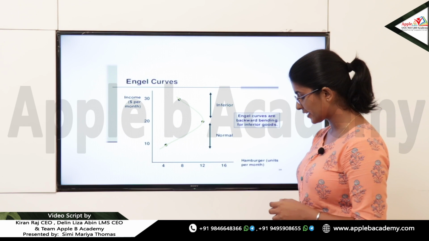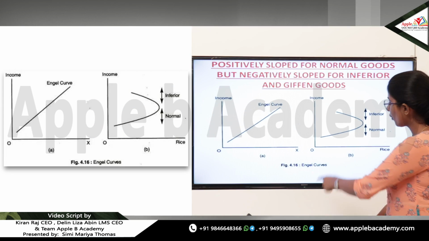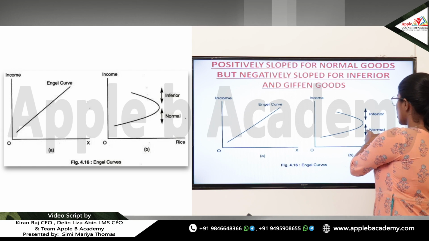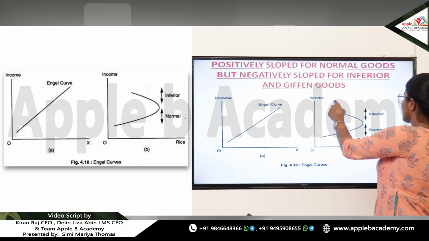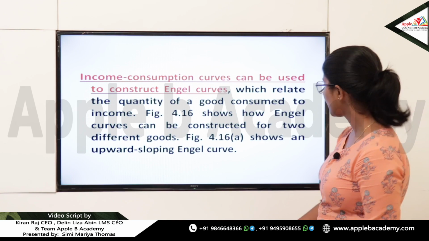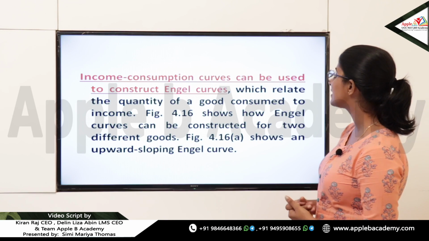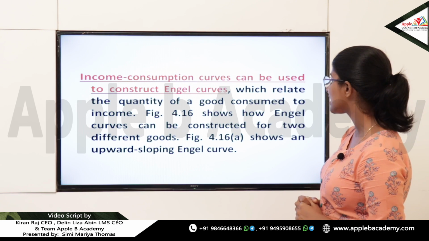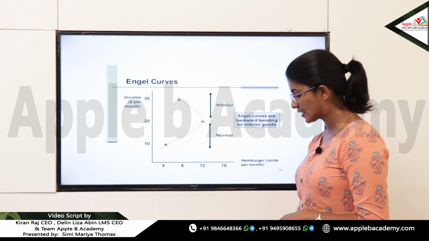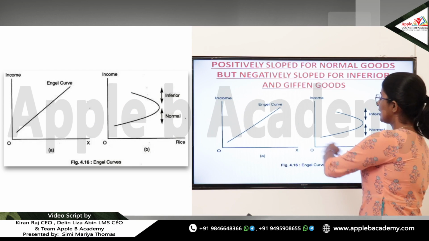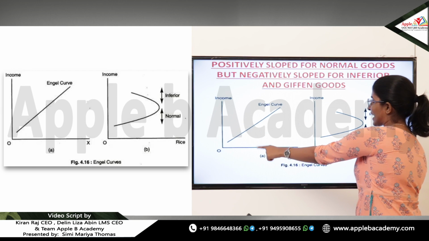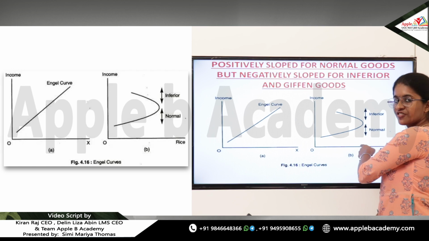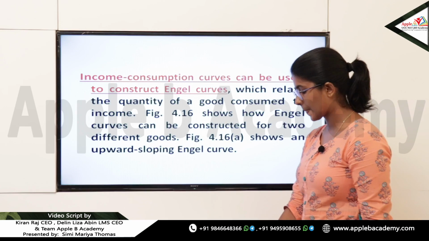So that is being plotted here. That is the figure 4.16. Here we can see the positively sloped normal good and the negatively sloped inferior good. Figure 4.16 shows how Engel curves can be constructed for two different goods, and figure 4.16A shows an upward sloping Engel curve. Here we have the figure 4.16A, the upward sloping Engel curve, and the other figure is a combination of both the inferior and the normal good.